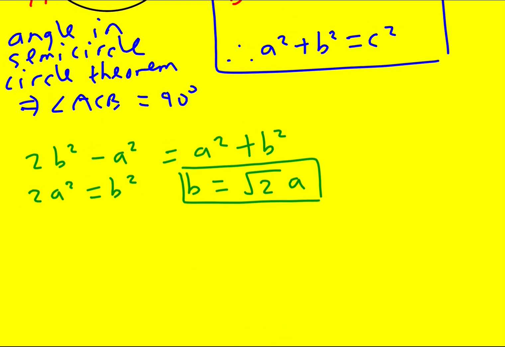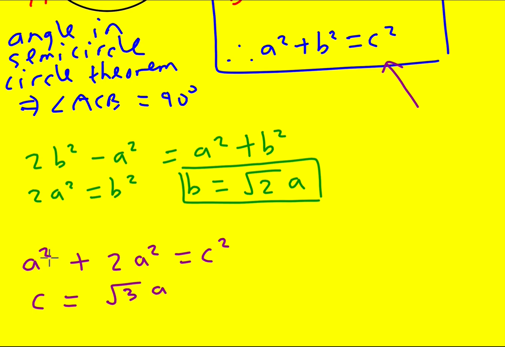Okay, I can decide what I do next, where I want to substitute this in. So I can substitute it into here. So a squared plus 2a squared must equal c squared, which means c is going to be root 3 a, because this gives me 3a squared. I just need to then root it. So I've successfully written b and c in terms of a.